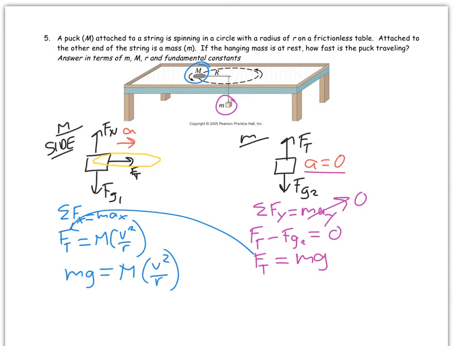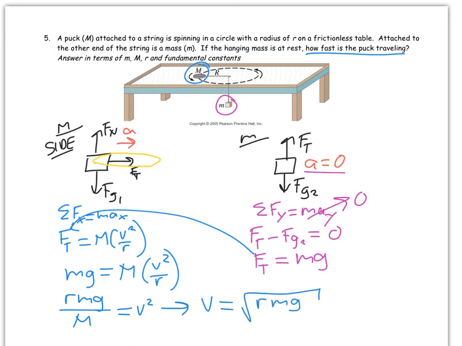I'm ultimately looking for how fast the puck is traveling, so we want to find this velocity here. So I'm going to solve for that. What I'm going to do is first multiply both sides by r, so I'm going to have rmg, and then I'm going to divide by big M. So rmg over big M equals v squared, which means that v is the square root of that expression, rmg over big M.